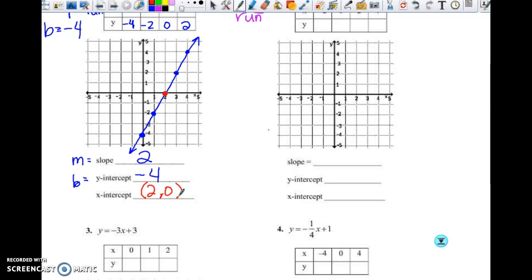There are several other vocabulary words that also mean x-intercept, so I'm just going to throw them out there. If they're asking for zeros, that is also your x-intercept. That's all it means, okay? So I wanted to throw that out there. It's just vocabulary. It all means the same thing, alright?